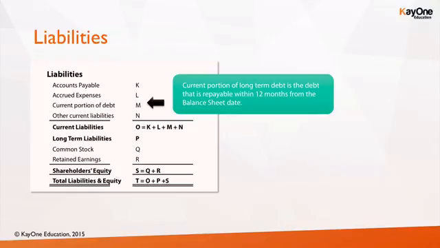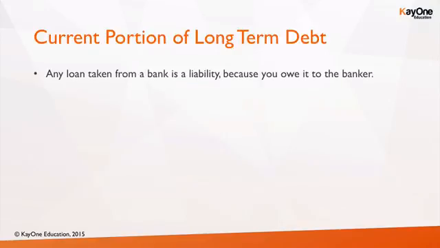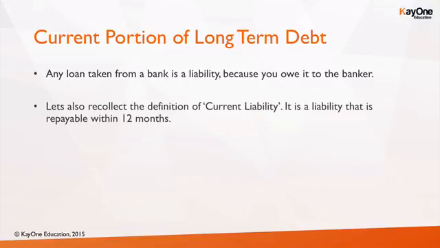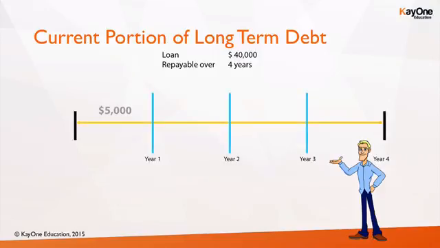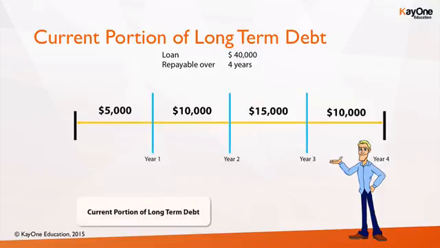Let us look at an example. Any loan taken from a bank is a liability because you owe it to the banker. Let's also recollect the definition of current liability. It's a liability which is repayable within 12 months from the date of the balance sheet. So let us take a look at an example where Joe has borrowed $40,000 repayable over 4 years as shown in the diagram. Now the current portion of long-term debt as at beginning of the period is $5,000, which is the amount which is payable in year 1.